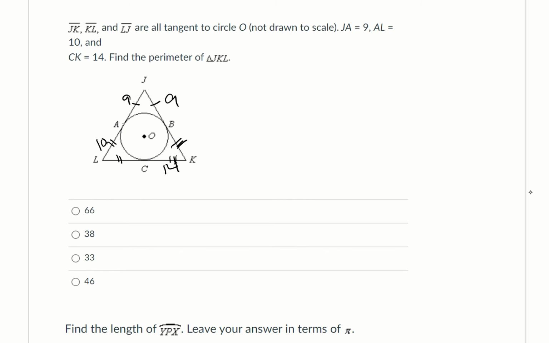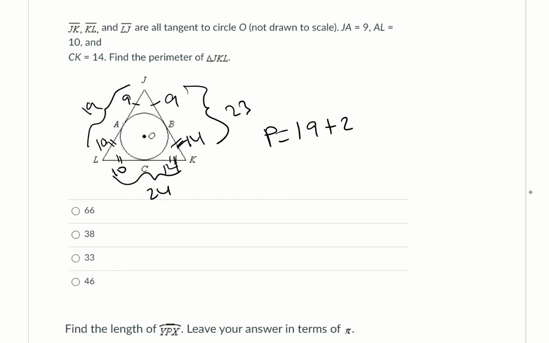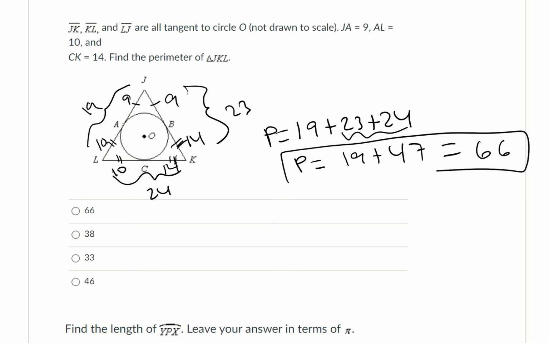So if that's 9, this is 9. If that's 14, that's 14, and so on. Then we can proceed to add up all these sides. That's 19, that's 23, and that's 24. We can find the perimeter by adding up those three sides. So we have that's 47, so it's 19 plus 47, which is going to be 66 for the perimeter.